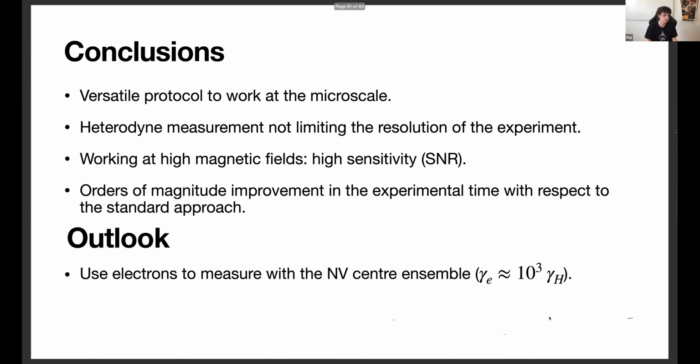And just the outlook: the next step would be, instead of using hydrogens as emitters, to use electrons, because electrons emit much stronger than hydrogens. So in principle, the improvement would be even better if using electrons. But with electrons, some issues come into play. So this is just an idea. We haven't thought very much about that, but this is one of the paths that we can take.